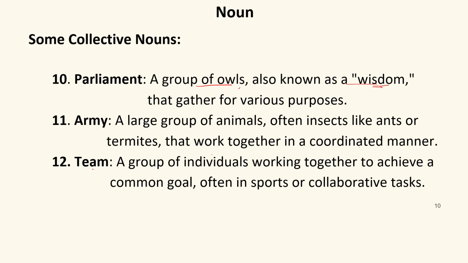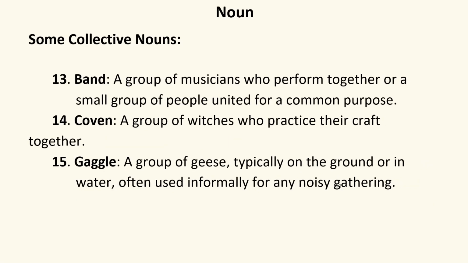Then we have team. Team is actually the group of players. So there can be one or more than one word which is used differently at different places. Now we have band, a group of musicians. Then we have coven, a group of witches who perform magic tricks. Gaggle is a group of geese. So these are several collective nouns. There are many other collective nouns as well, but these are some examples of collective nouns.